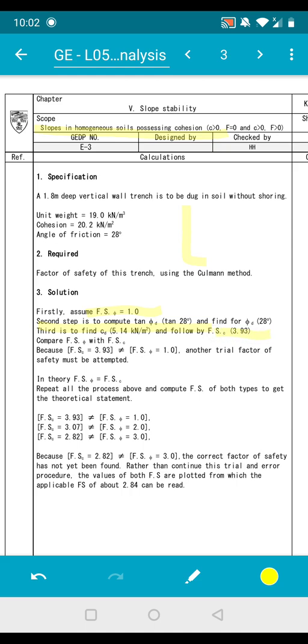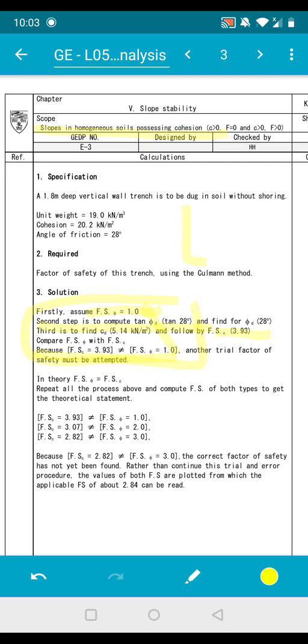Then I'll make a comparison between the two factors of safety. So I know that 3.93 is not equal to 1, which is what I had assumed earlier. So I need to have another trial factor of safety. Okay, so this is my first assumption.